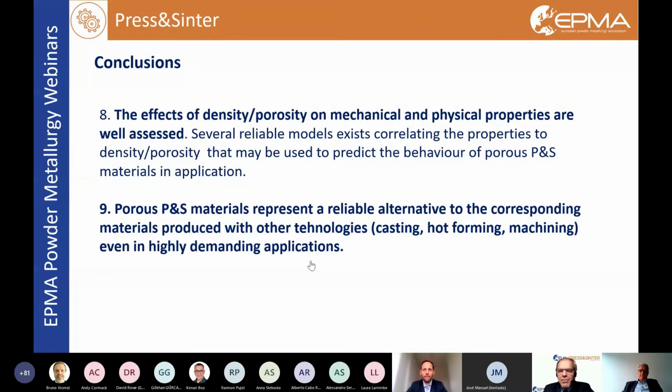Thank you, Alberto, for the presentation on the properties. Of course, everything revolves around porosity and density. There will be questions in the question and answer, I'm sure.